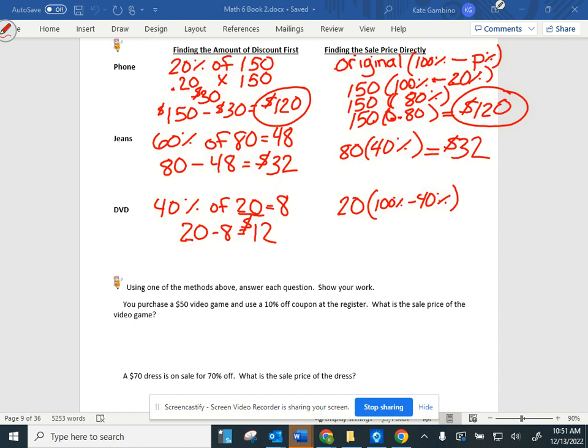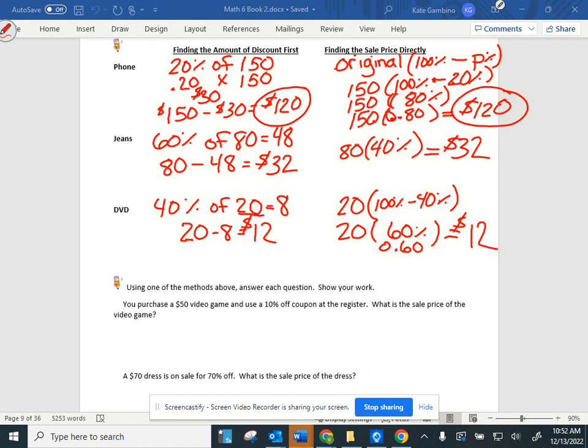I'm going to do my subtracting first because it's in the parentheses. So 100 minus 40 is 60%. And I'm going to multiply that by my 20. What is 20 times 60%? Remember, 60% is the same as 0.60. Isabel? 12. We get the same answer.